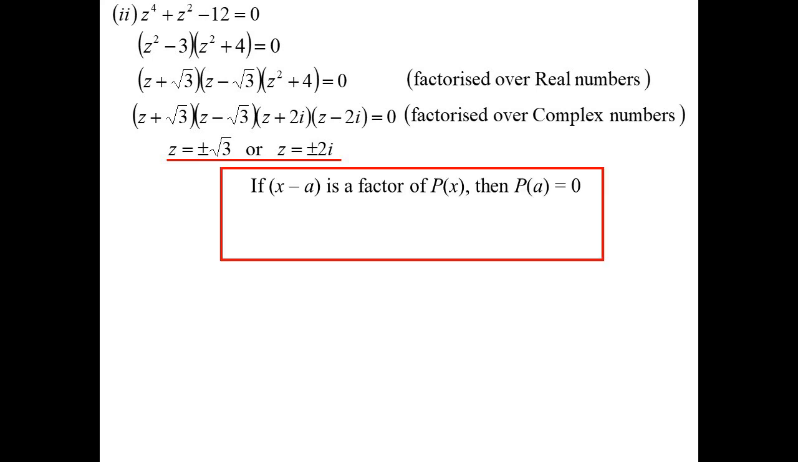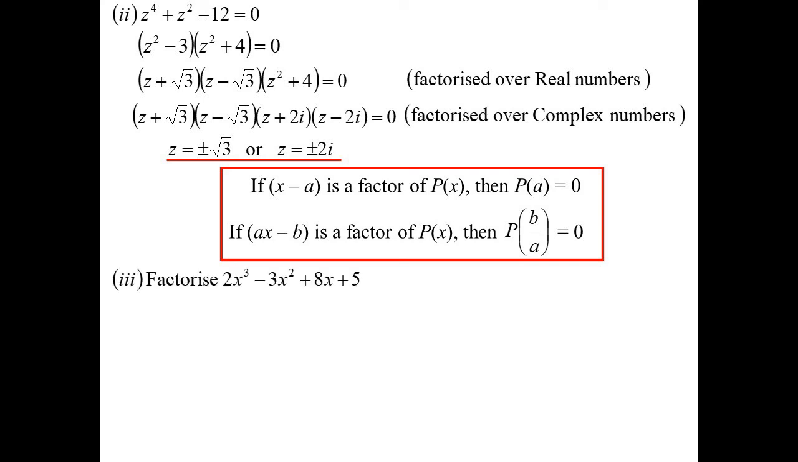So our factor theorem was that if x minus a is a factor, then we know we can substitute a into the polynomial and it'll be 0. And if it was ax minus b, then we'd sub in b over a. So let's factorise this cubic. But the key here is it's a cubic, so we know it's got a real solution.